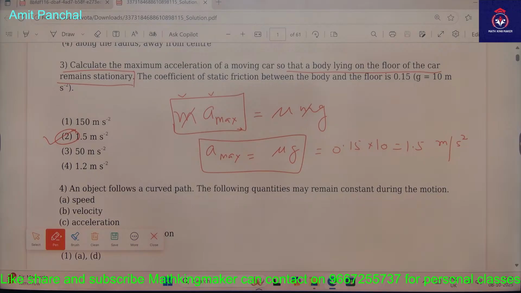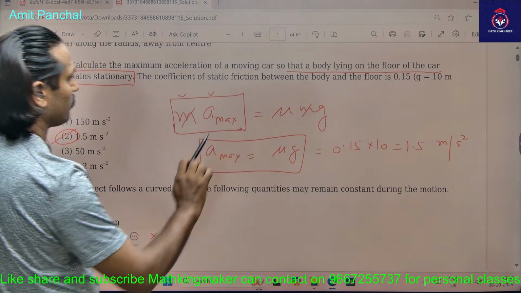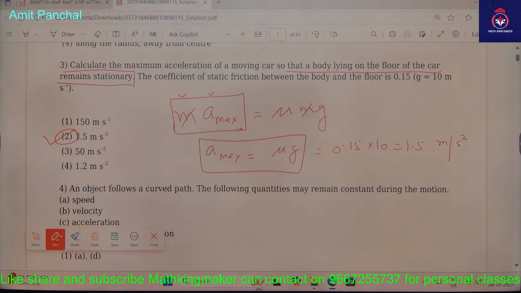To prevent. Then can you repeat it? I'll just write it down. When there is maximum acceleration, it will always be equal to mu g. Mu g, yes. Maximum acceleration will be equal to mu g to prevent the body, or you can say to keep the body stationary on the floor of the car. Okay? 1 second. Keep body stationary on floor, right?